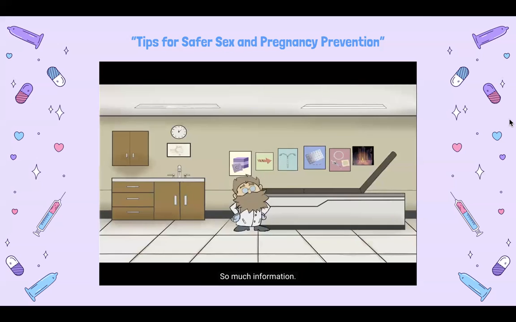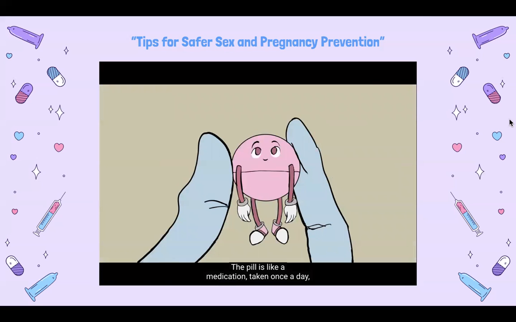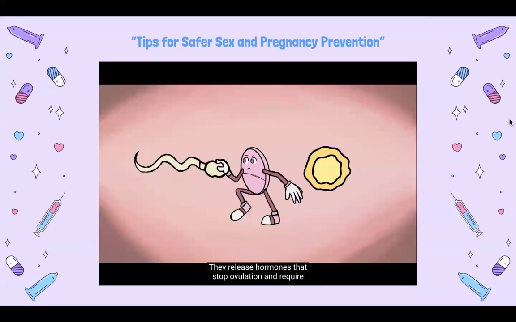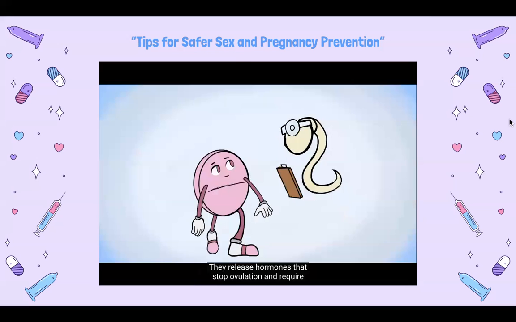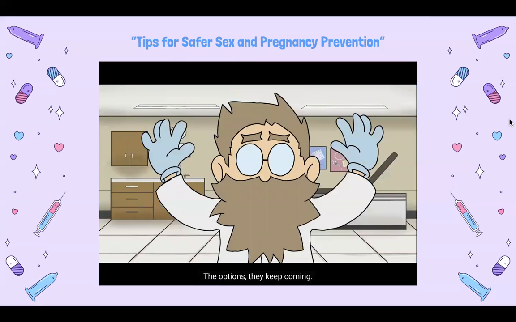So much information. Here we have the pill. The pill is like a medication taken once a day, every day, around the same time. They release hormones that stop ovulation and require a doctor's prescription. The options, they keep coming.